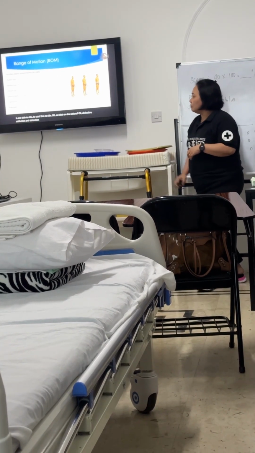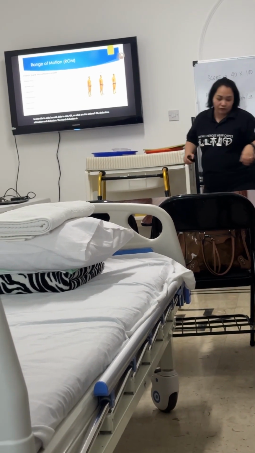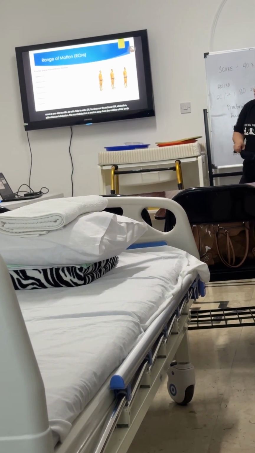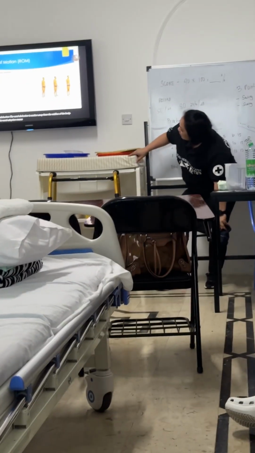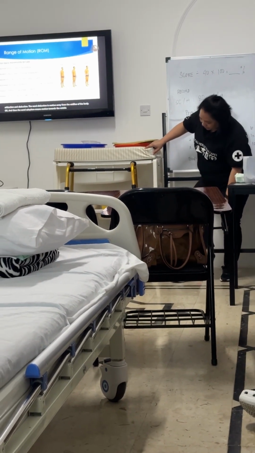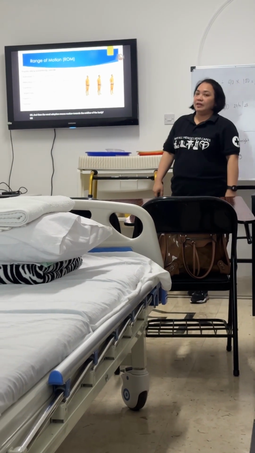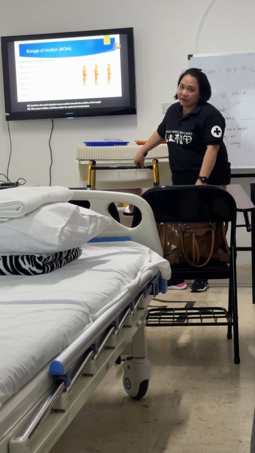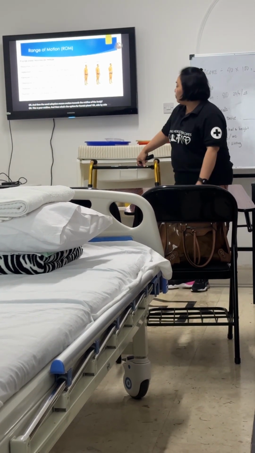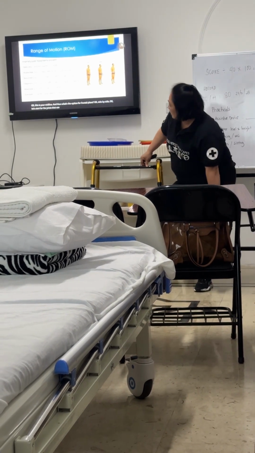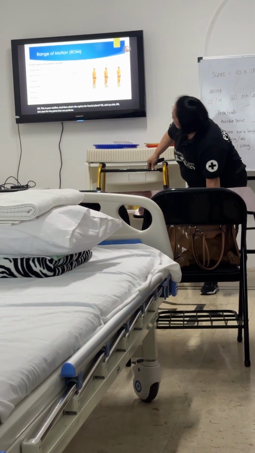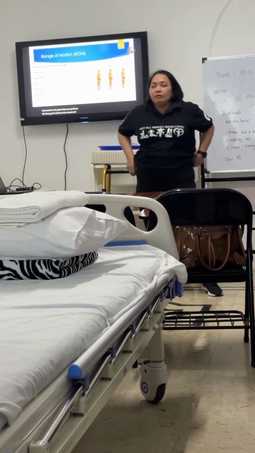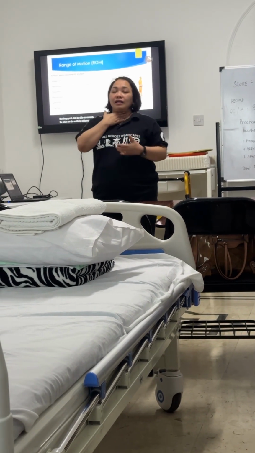The word abduction means motion away from the midline of the body. And then the word adduction means motion towards the midline of the body. This is your midline. And then what's the action for the frontal plane? Side to side. Let's start with the joints that can perform side to side movement.